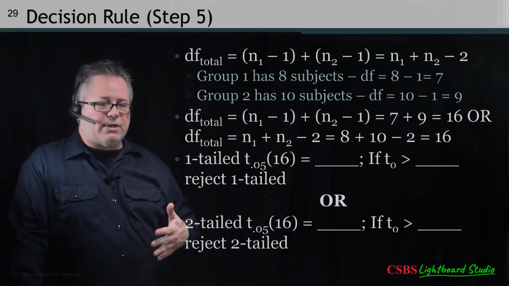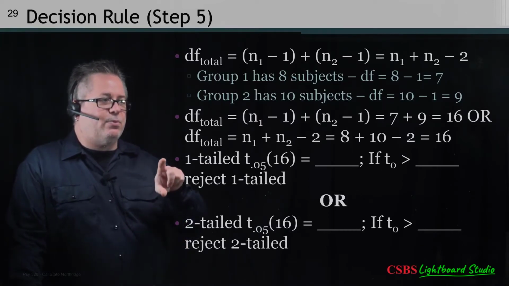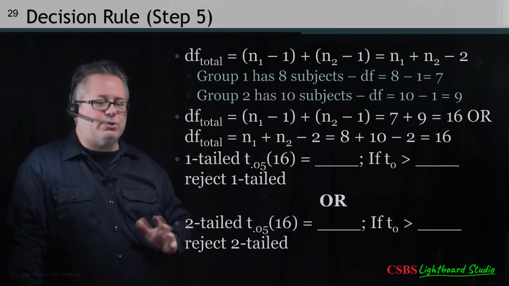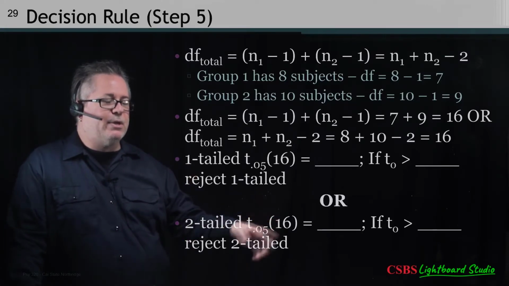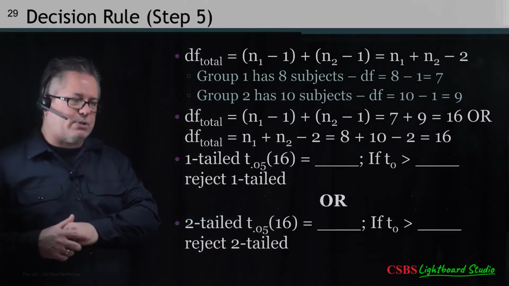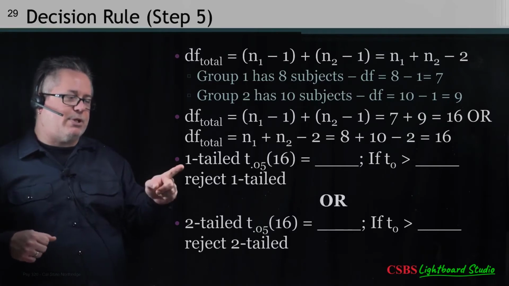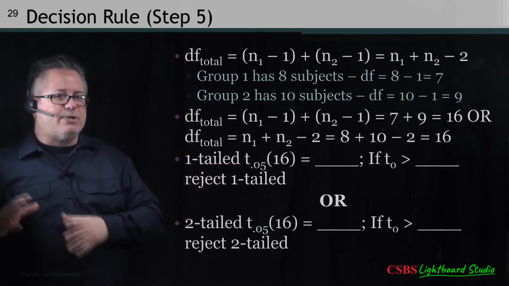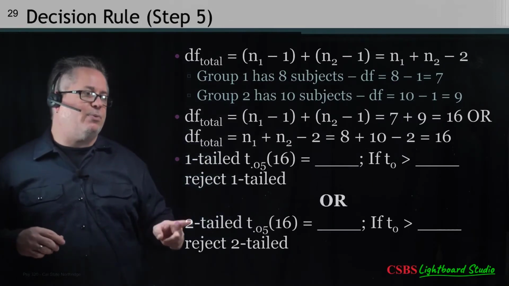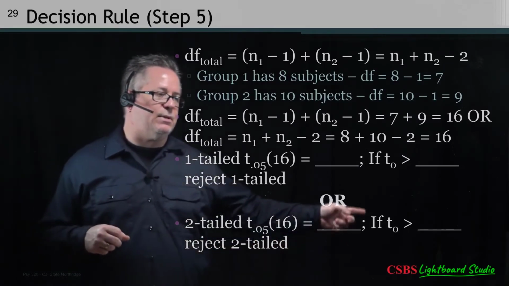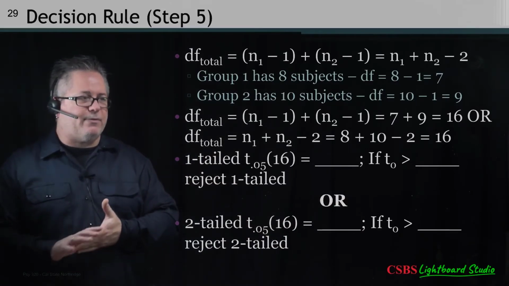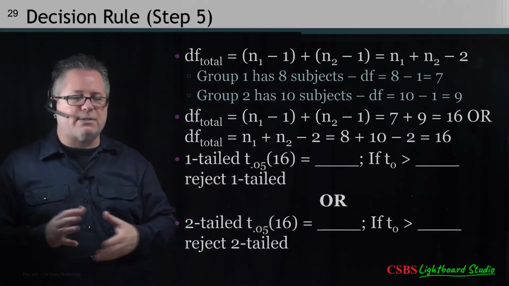So just for the sake of completeness, I'm going to go through what the one-tailed value would look like and what the two-tailed value would look like, but you wouldn't do both. That's why it says or here. If you had decided on a one-tailed hypothesis in step 1 and 2, then you would continue doing a one-tailed test here. If you decided on a two-tailed test at step 1 and 2, then you would continue to do a two-tailed test here. You would not do both of these, but let's just talk about both of them for the sake of completeness.